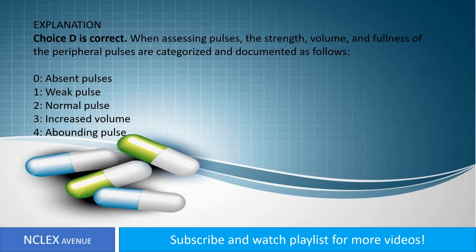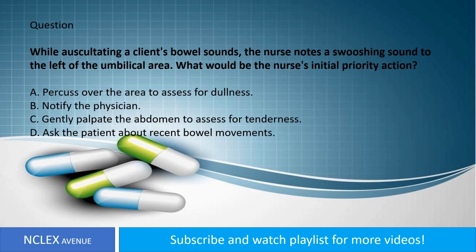Explanation. Choice D is correct. When assessing pulses, the strength, volume, and fullness of the peripheral pulses are categorized and documented as follows. 0. Absent pulses. 1. Weak pulse. 2. Normal pulse. 3. Increased volume. 4. Bounding pulse.